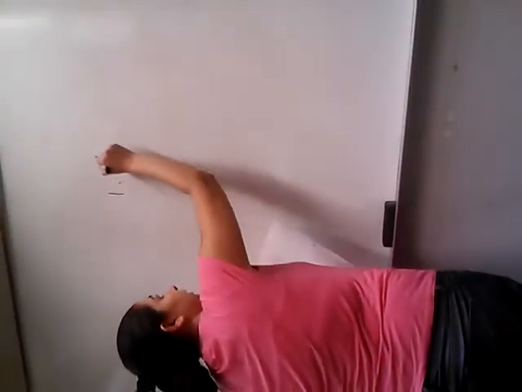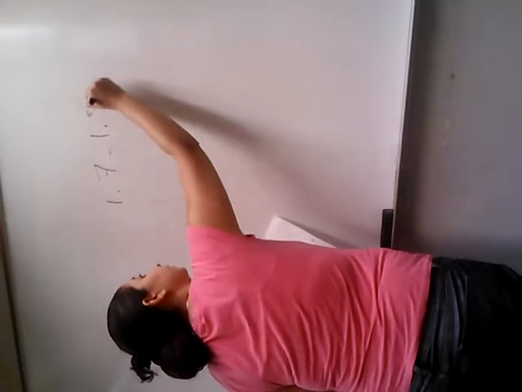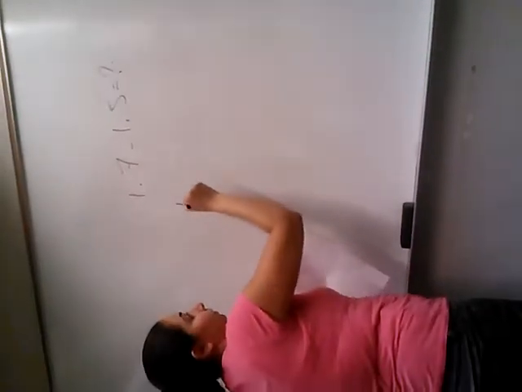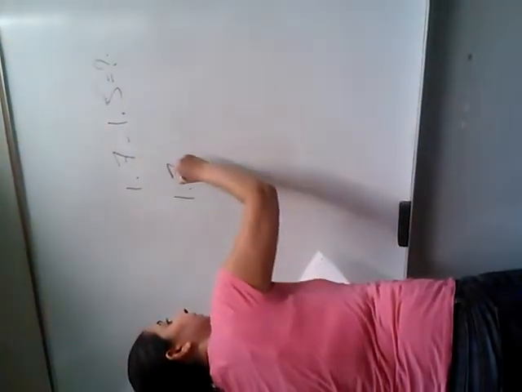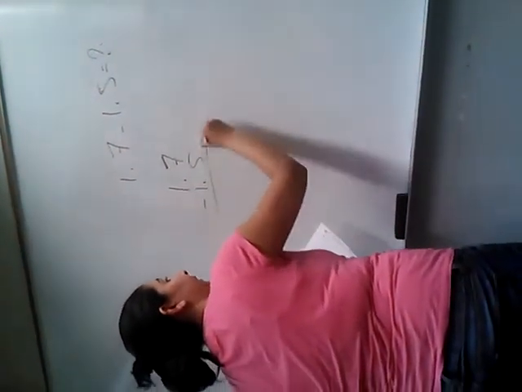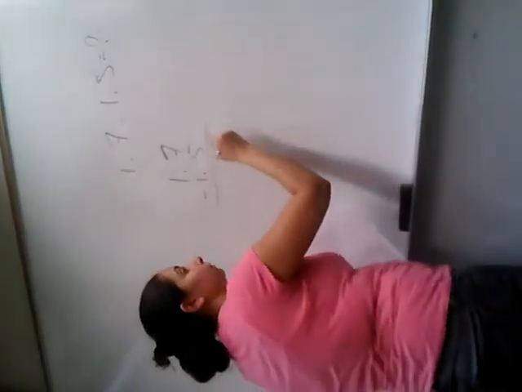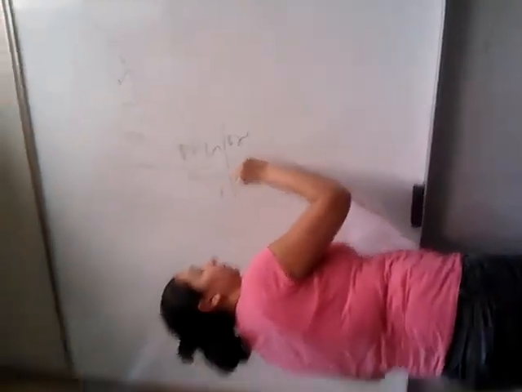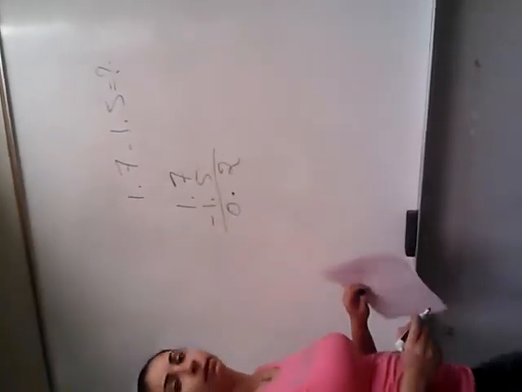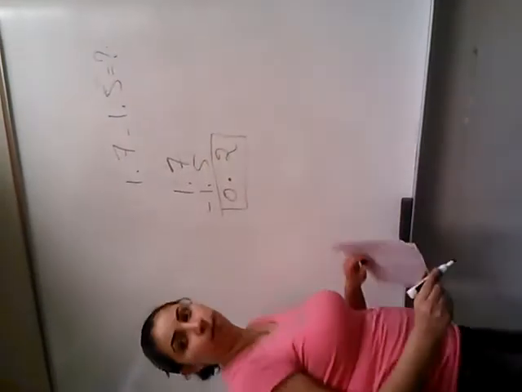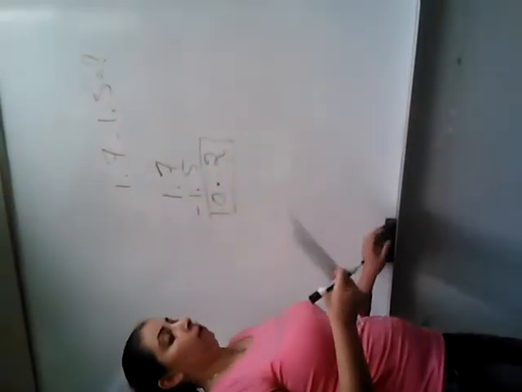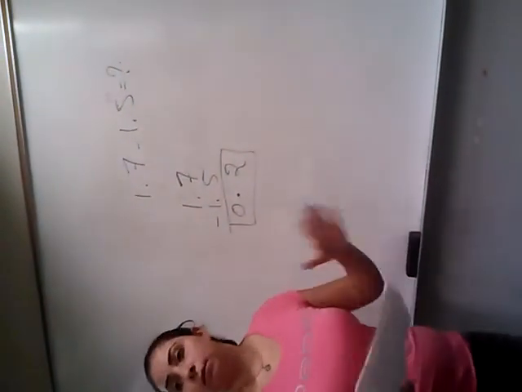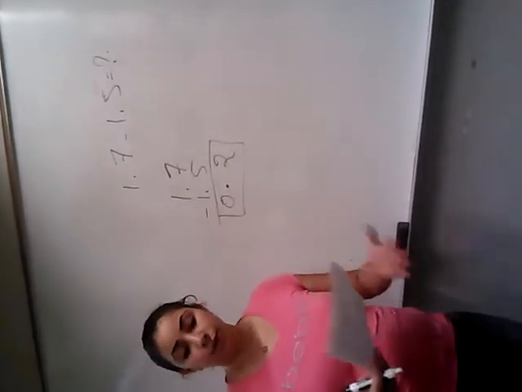So we're going to do another example. We have 1.7 minus 1.5. 7 minus 5 is 2. 1 minus 1 is 0. We put the dot in the middle, so it's going to be 0.2. Any question? Okay.